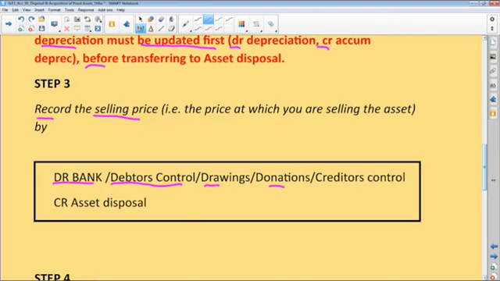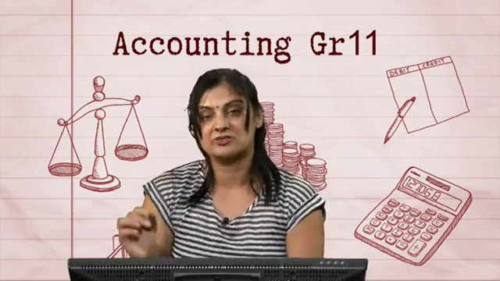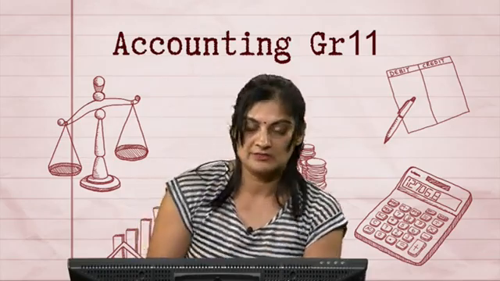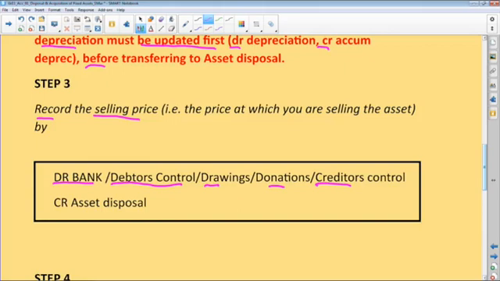Or if the asset is being traded in, so in other words, I'm giving in my old one to buy a new one, I'm going to then debit creditors' control. So of the accounts that I've just highlighted, one of the accounts will be debited depending on the nature of the sale. Right, that's the account debited. You're then going to credit, once again, this account called asset disposal.